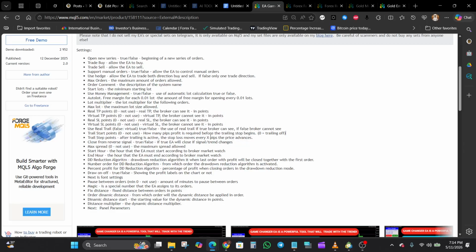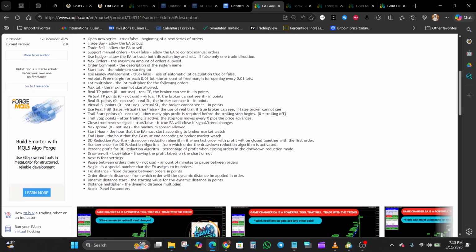The developer explains that the real levels are visible to the broker, while the virtual levels remain hidden internally within the EA logic. There is also an option for real or virtual trailing stop management, depending on how the user wants trade management handled.